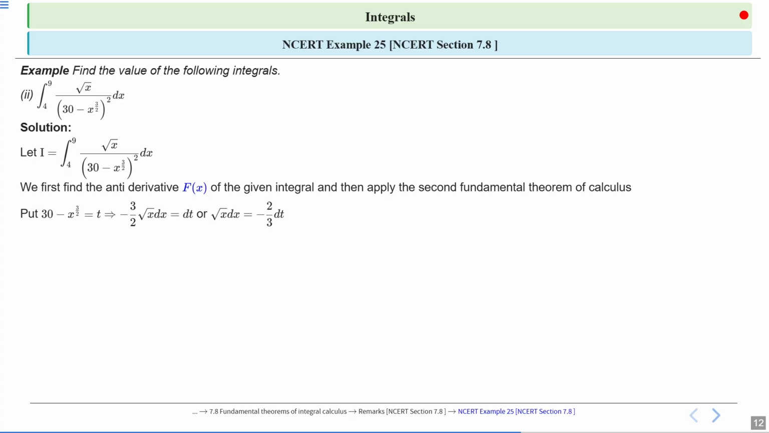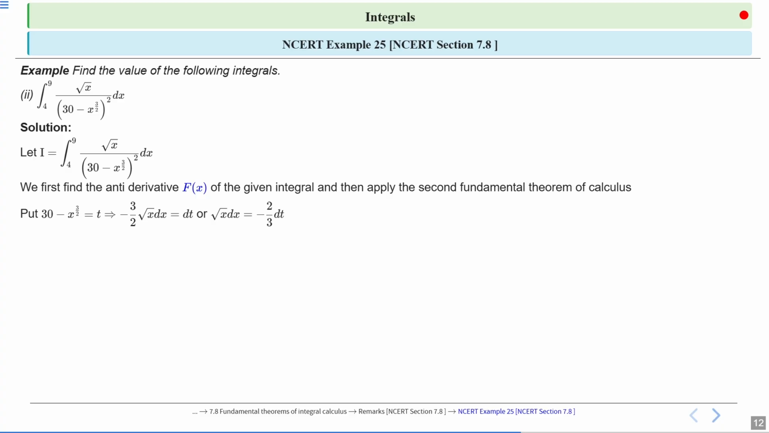What is the differentiation of x^n? When we differentiate x^n with respect to x, it is equal to n into x to the power n minus 1. So when we differentiate x to the power 3 by 2, we get 3 by 2 into x to the power 3 by 2 minus 1, that is 1 by 2, that is square root. So we get minus 3 by 2 root x dx is equal to dt, or we can write root x dx is equal to minus 2 by 3 dt.